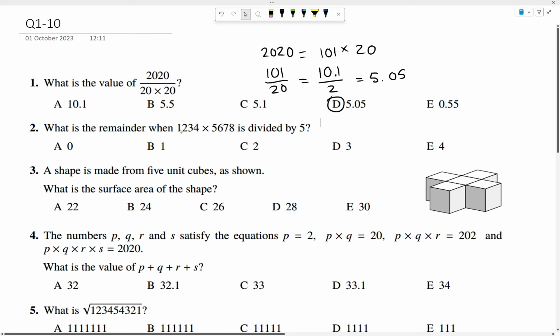What is the remainder when 1,234 multiplied by 5,678 is divided by 5? Well, divisibility by 5 is only dependent on the last digit. You might be familiar with the fact that a number is divisible by 5 if it ends in a 0 or a 5. And the way we can work out the last digit of this product is just finding 4 multiplied by 8, which is 32. So the last digit will be 2. That means that this will be 2 more than a multiple of 5, so the remainder is 2, which is C.